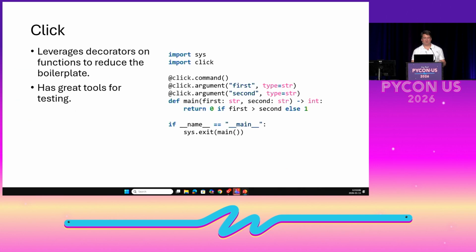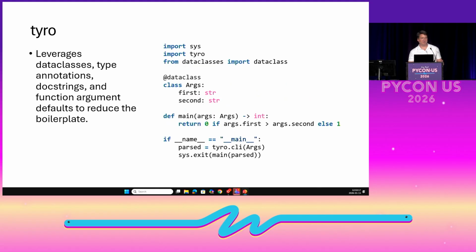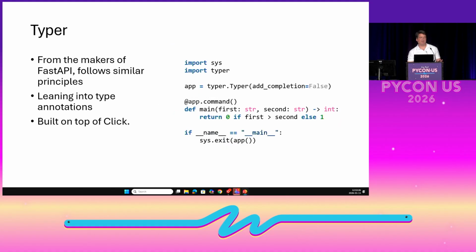Okay, we'll quickly run through a couple of the third-party command line tools. A lot of them are great. Click is one that's very popular. It leverages decorators. It has a lot of great tools for testing. This is kind of what our greater-than function might look like in Click. Tyro is another one that leverages data classes and type annotations to also minimize boilerplate effort. Kind of a similar example here. Typer is kind of like a hybrid of the two. It's built by the makers of FastAPI, follows the same principles, but it's built on Click as well. And if you have a complicated command line program, I'd suggest you look at some of these third-party options.